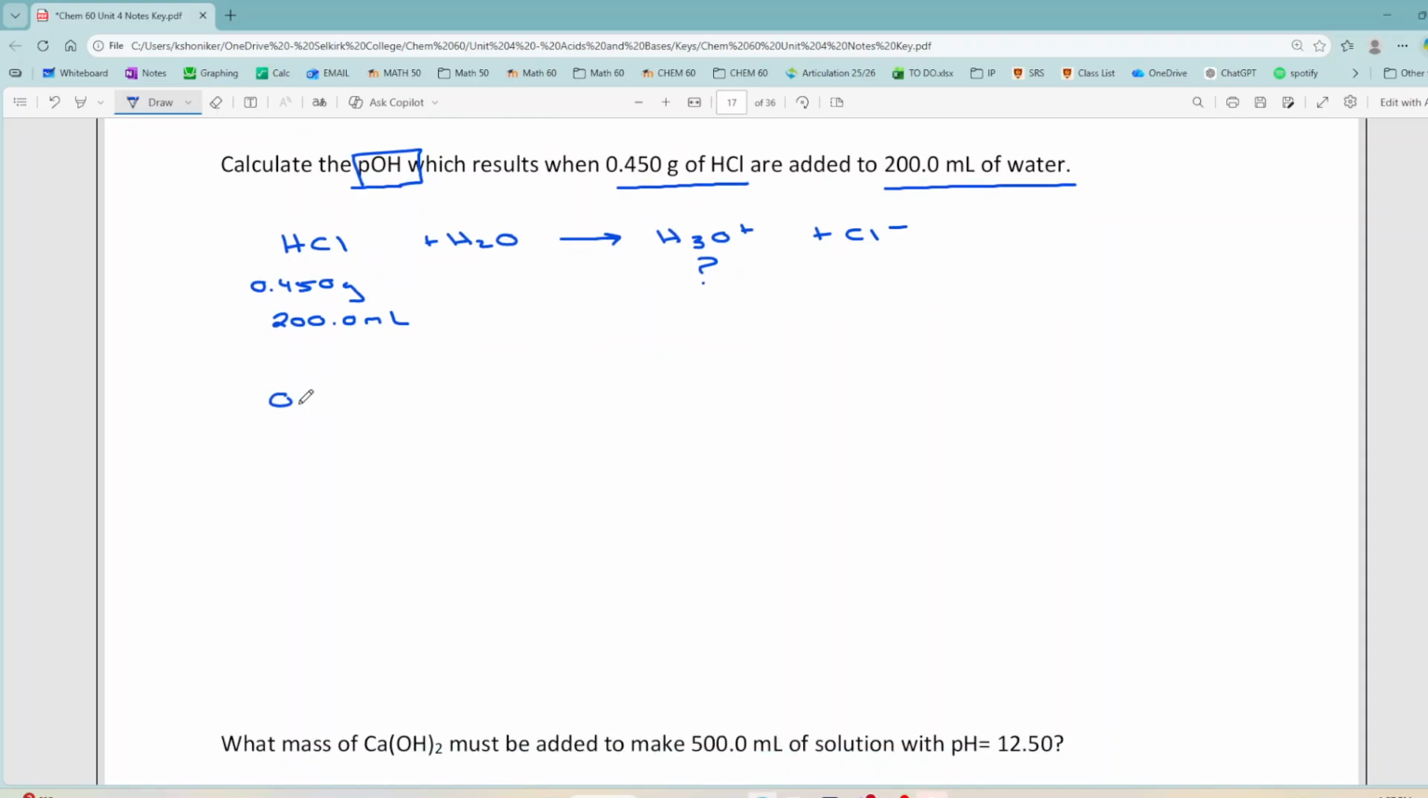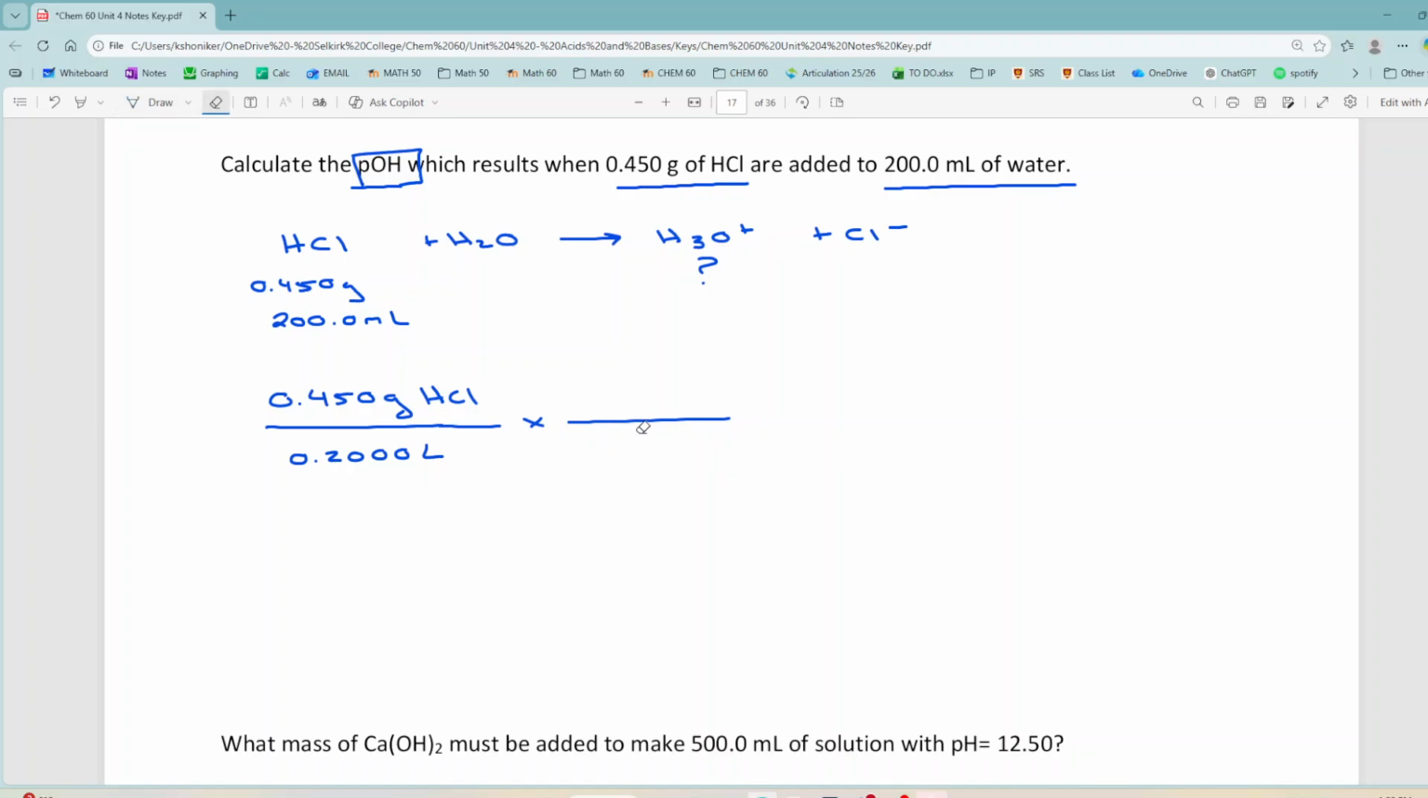So the first thing we're going to start with is that to find the concentration, we want moles per liter. Right now we're in grams per milliliter, and I would just change that to liters, so I would put it as 0.2 liters. So right now we are in grams of hydrogen chloride per liter, and we want to change that to moles per liter. So I'm going to put the mole on the top, right? I want to go from grams to moles, so grams are going to go on the bottom, moles are going to be on the top.